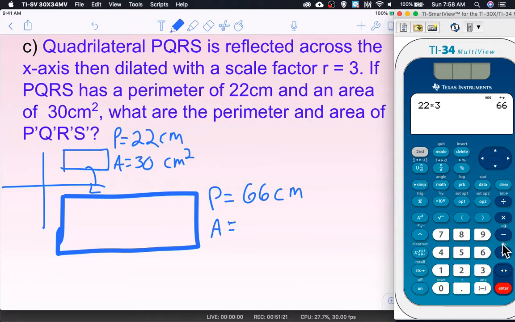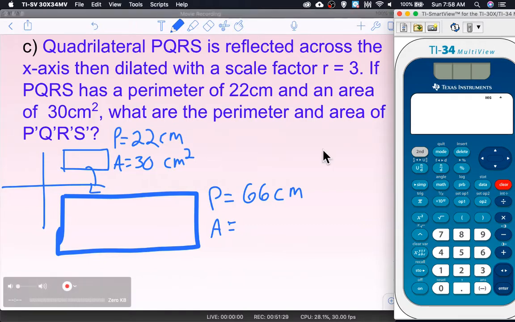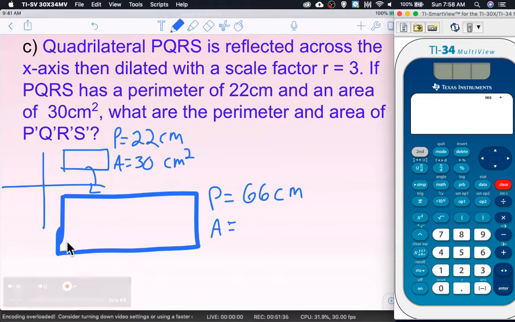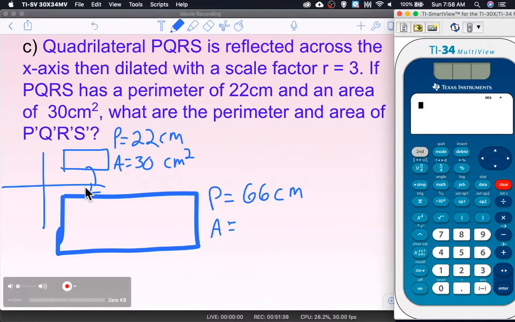Area. The area is not 90. The area is not just 3 times as big. Remember, it's 3 times as big this way and this way. So I have a question for you. Could you think of dimensions of a rectangle that actually have this perimeter and area?